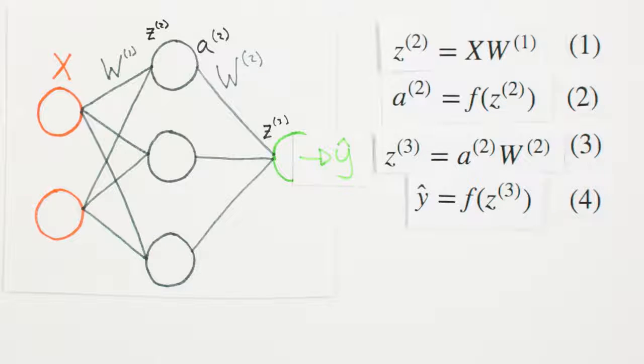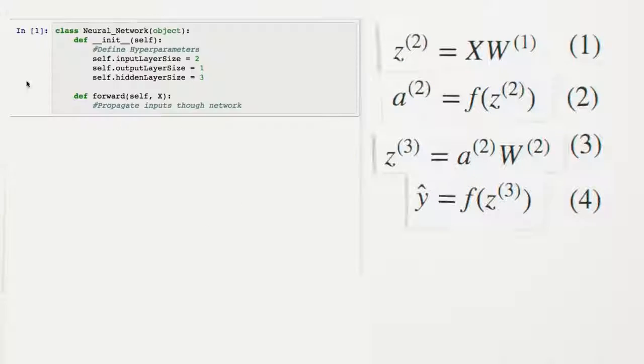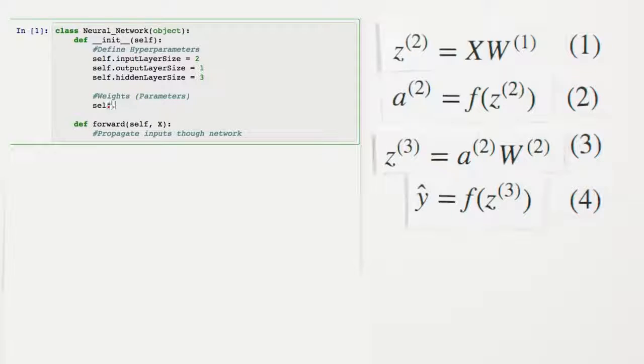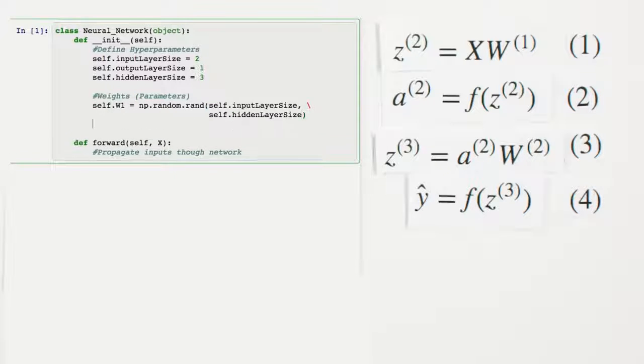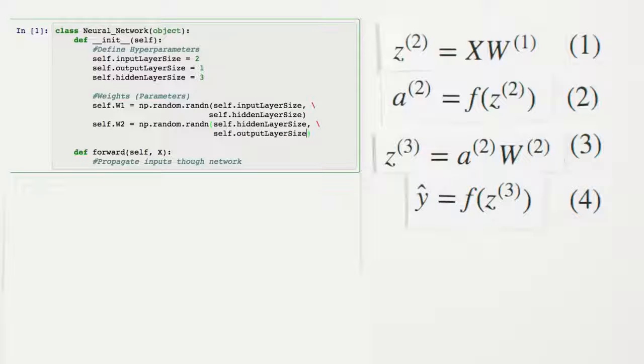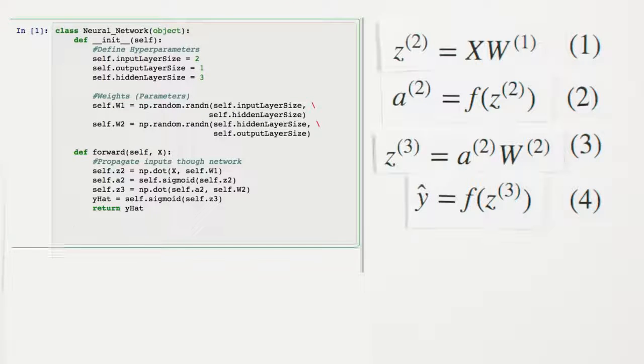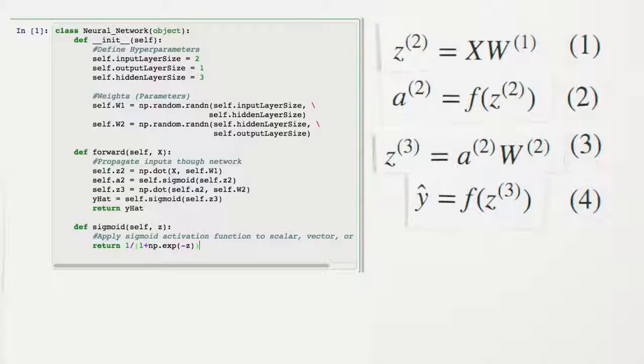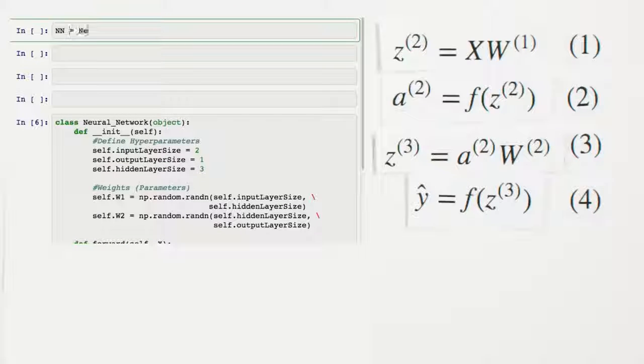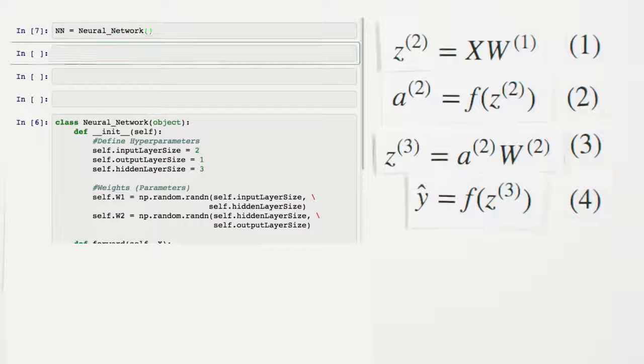We need to implement our forward propagation formulas in Python. First, we'll initialize our weight matrices within our init method. For starting values, we'll use random numbers. We'll implement forward propagation in our forward method, using NumPy's built-in dot method for matrix multiplication and our own sigmoid method. And there you have it, a Python class capable of estimating your test score given how many hours you sleep and how many hours you study.